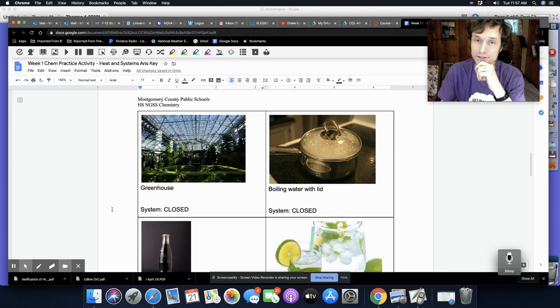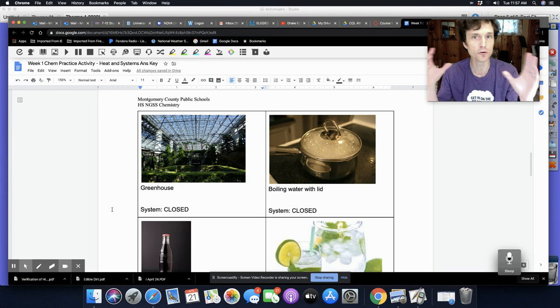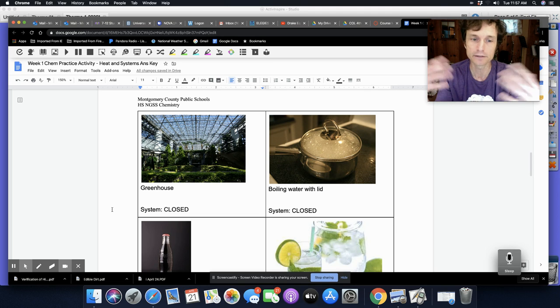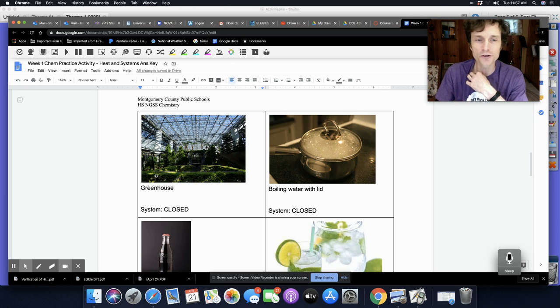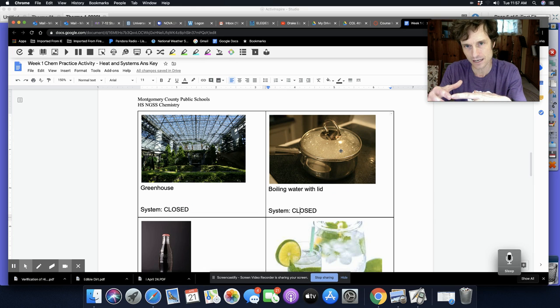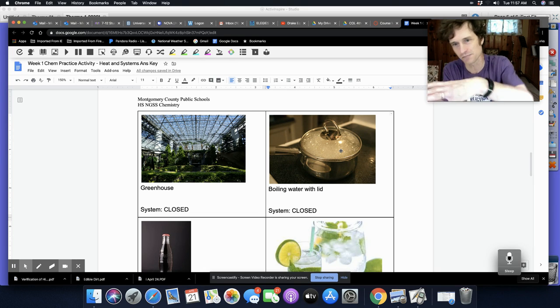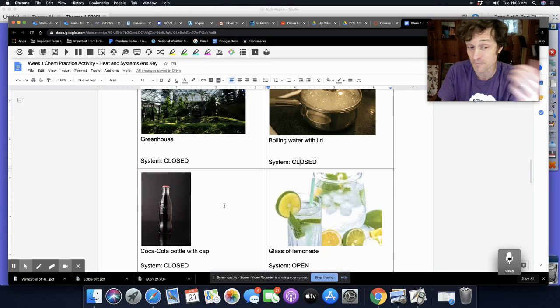A greenhouse would be considered closed because it's not allowing anything, no air, no water vapor to leave. Only energy can come in or out. Although one could argue maybe water is being piped in somehow, and that could be considered open. So yeah, I say closed because we think of it as only energy coming in and out. But if you think about it, yeah, they're bringing fertilizer, bringing things in, so that could be open. Water with a lid, we think of it as closed, typically because the lid is keeping all the vapor inside. But you might say, well, sometimes it spills out, it bubbles over. In that case, it'd be open.